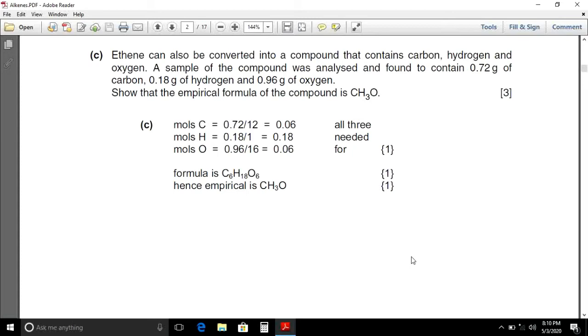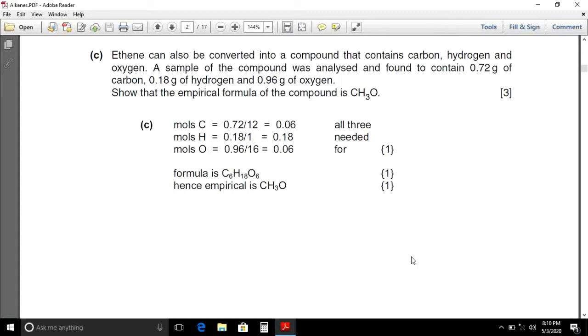Part c: ethene can also be converted into a compound that contains carbon, hydrogen and oxygen. A sample of the compound was analyzed and found to contain 0.72 grams of carbon, 0.18 grams of hydrogen and 0.96 grams of oxygen. Show that the empirical formula of the compound is CH3O.